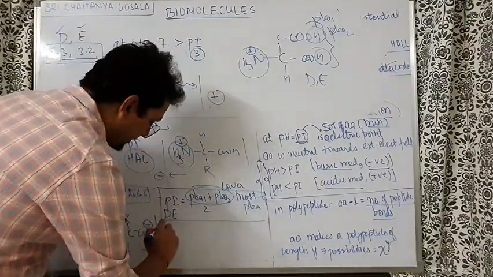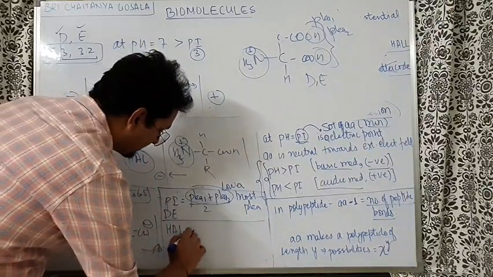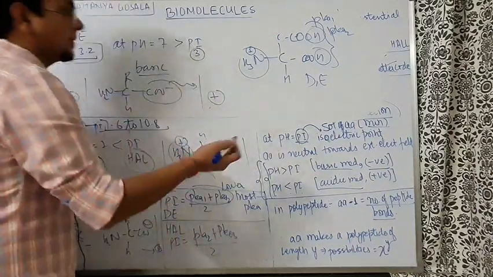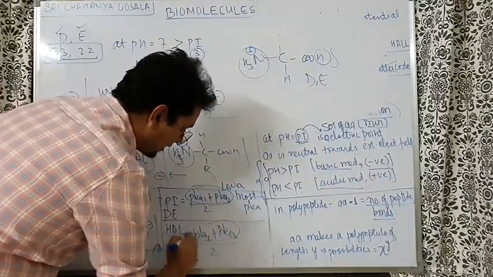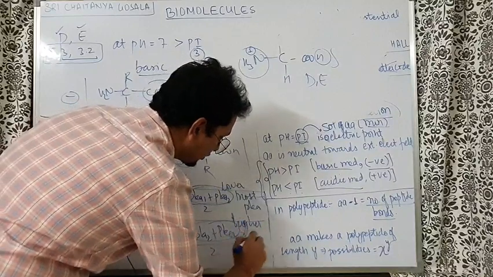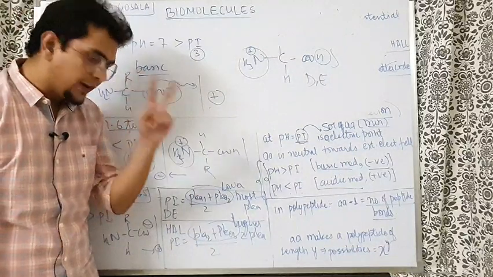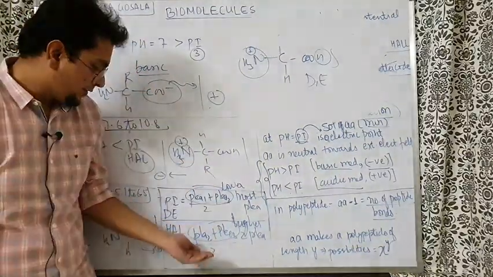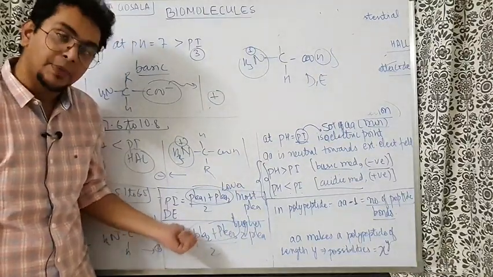For basic amino acids, that is for HLR, the isoelectric point will be pKa2 plus pKa3 by 2. What is the meaning of pKa2 and pKa3? It means the higher 2 pKa. They will give you 3 pKa, and for HLR you take the topmost 2 pKa. Histidine, arginine, lysine, the basic amino acids.